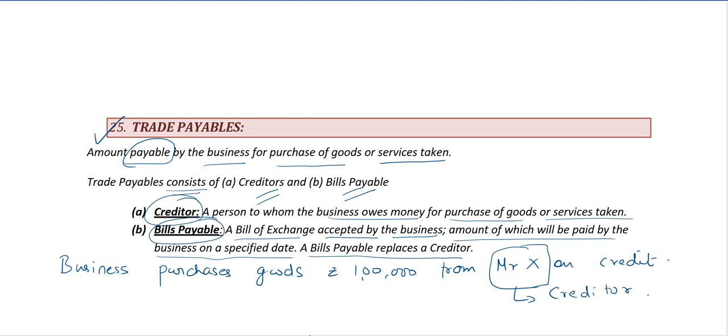So, trade payables is the amount which is payable by the business for the purchase of goods or services taken. Trade payables may be creditors or bills payable. A creditor is a person to whom the business owes money for the purchase of goods or services taken. A bills payable is a bill of exchange which is accepted by the business, the amount of which will be payable on a specified date.